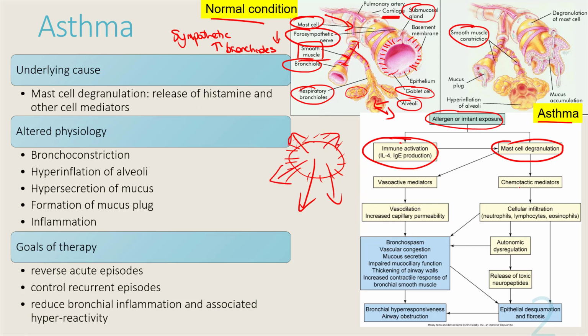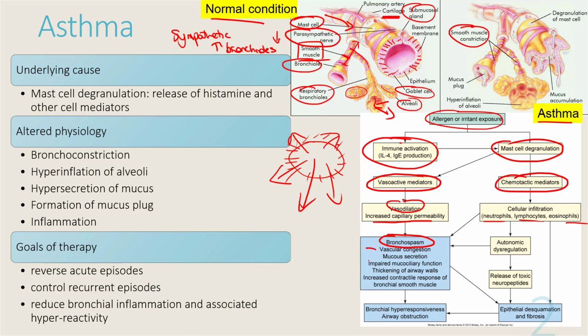And you can see here the contents that are found in the mast cells act to attract white blood cells, so neutrophils, lymphocytes, eosinophils, and act to also cause changes in the vascular supply of the bronchioles. So you can see it causes vasodilation, and it causes increased capillary permeability. The other thing that it does is it also causes bronchospasm or bronchoconstriction.